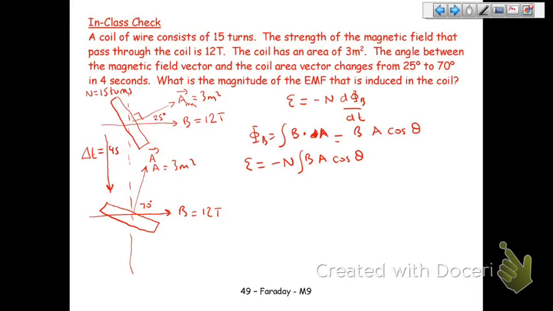And we take out everything that's constant. So E is equal to minus n. B doesn't change. And now A doesn't change. And we have the integral of cosine theta, which equals minus n B A times cosine theta final minus cosine theta initial over delta t. Yeah, it's delta cosine theta. Oh, dt. Thank you. Did I miss that out further up? No. Okay.